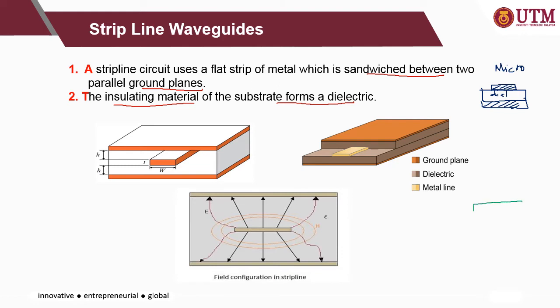Okay, so you have a ground plane and you have another ground plane. Your strip line is in the middle, and then separated by dielectric. Okay, that's the difference between strip line and microstrip line.